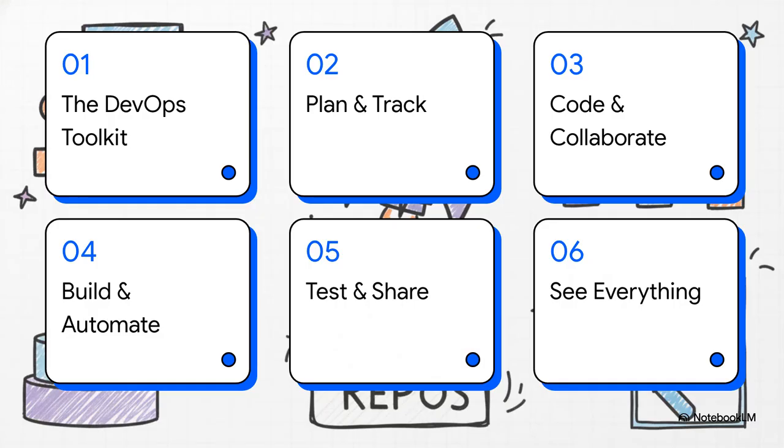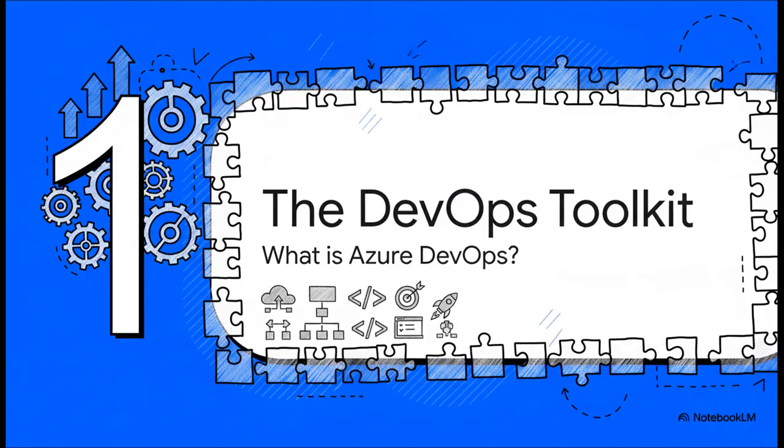All right, so here's the plan. First, we'll talk about what this whole toolkit thing is. Then we'll jump into planning and tracking, coding and collaborating, building and automating, testing and sharing, and finally, how you can see everything that's going on. Okay, let's get right into it.